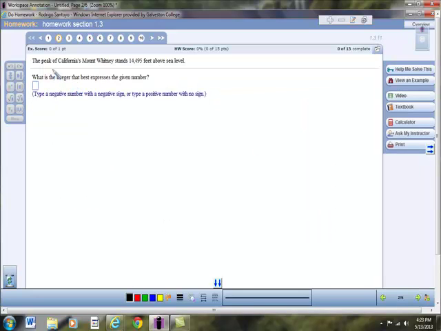Number 2 says the peak of California's Mount Whitney stands 14,495 feet above sea level. They're asking for the integer that best expresses the given number. Integer is just a fancy way of saying number. So what number are we talking about? 14,495. The question, is it a negative number or is it a positive number? Well, it tells us it stands above sea level. So because it's above sea level, it's positive. And when it's positive, we don't have to write a sign.